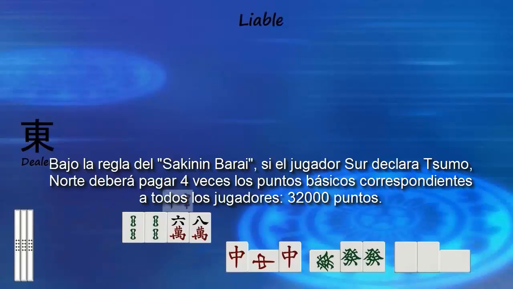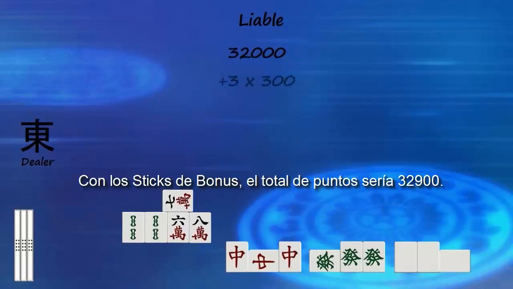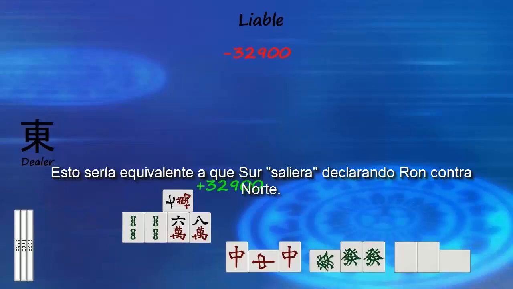Under the rule of Sekinin Barai, if South goes out by calling Tsumo, North must pay all 4 multiples of the basic points that South would be owed from all players, 32,000 points. With the bonus sticks applied, the South player's payment becomes 32,900 points. This is the same situation as if South had gone out by calling Ron against North.